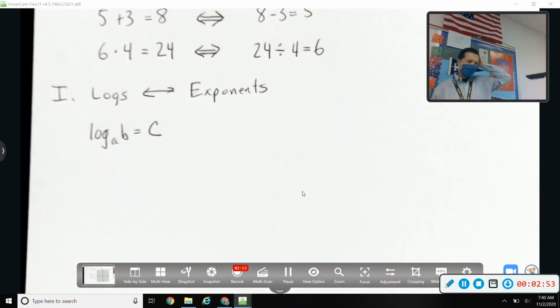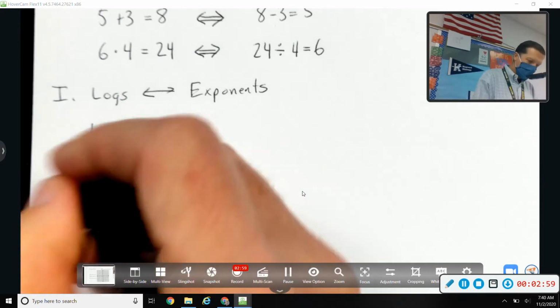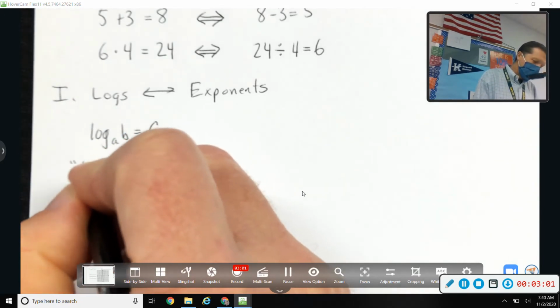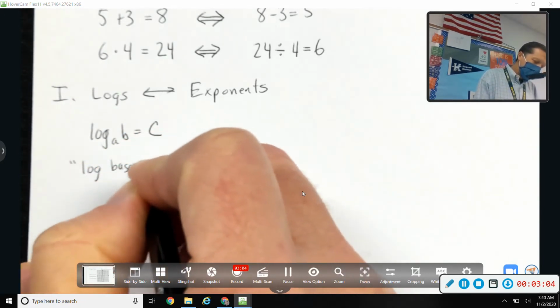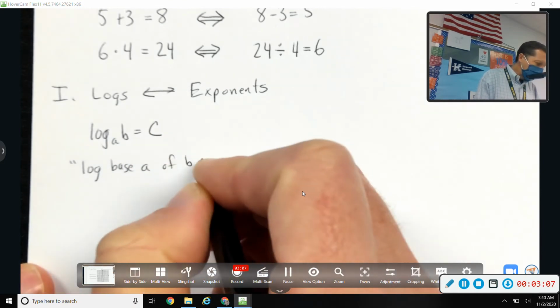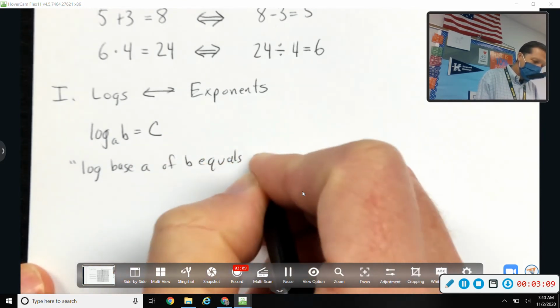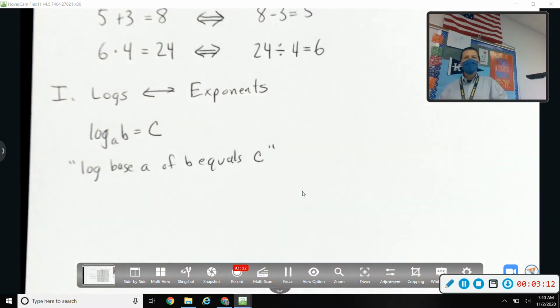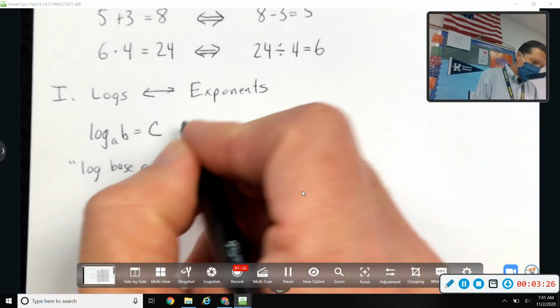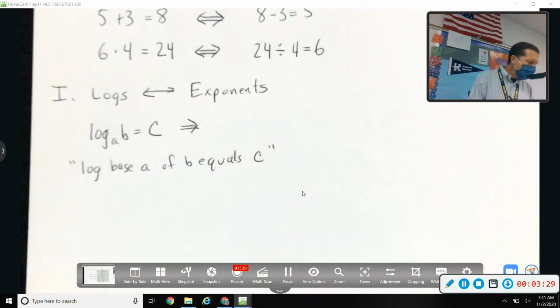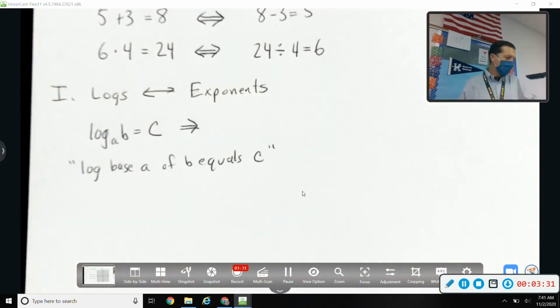Log base A of B equals C. I guess we should first talk about how to say that. Log base A of B equals C. So you've got to get those words in there. You don't just say log AB equals C. It's log base A of B equals C. And we want to translate that into an exponent statement.